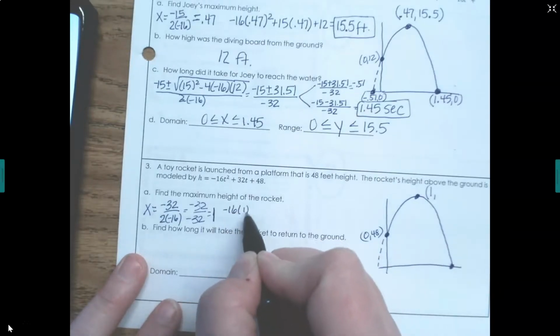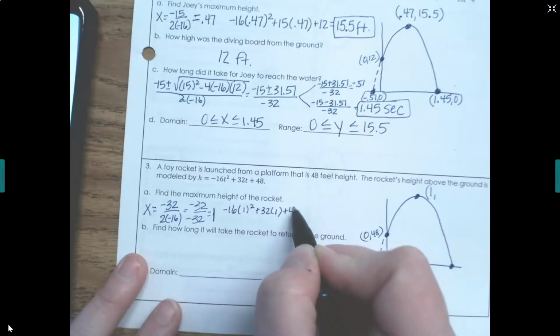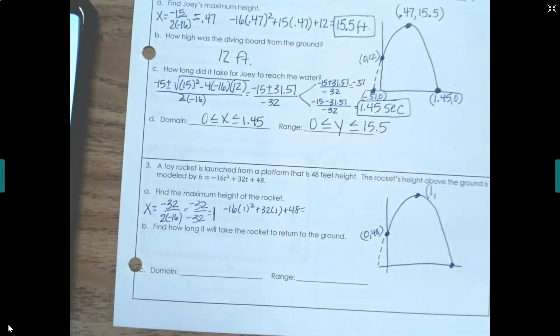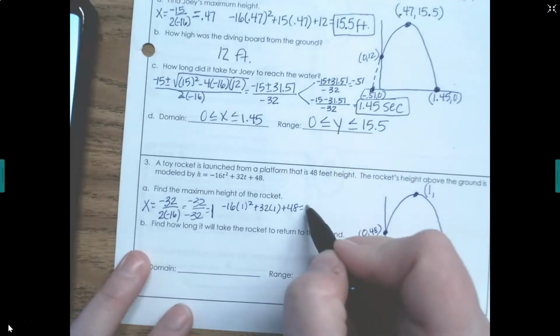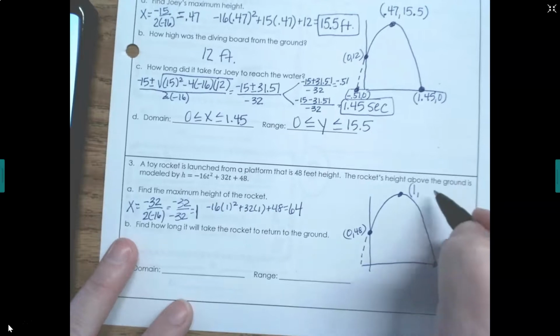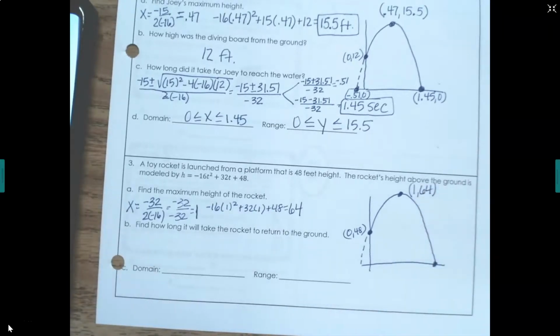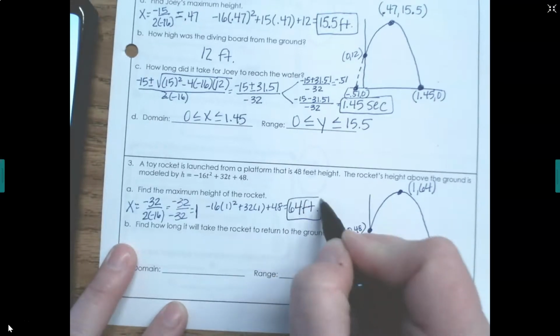Negative 16 times 1 squared plus 32 times 1 plus 48. When you put this into your calculator, you get negative 16 plus 32 plus 48, which is 64. So we have 1, 64 is our vertex. So our maximum height was that y value, 64, and it said feet in the problem. So that's going to be 64 feet.